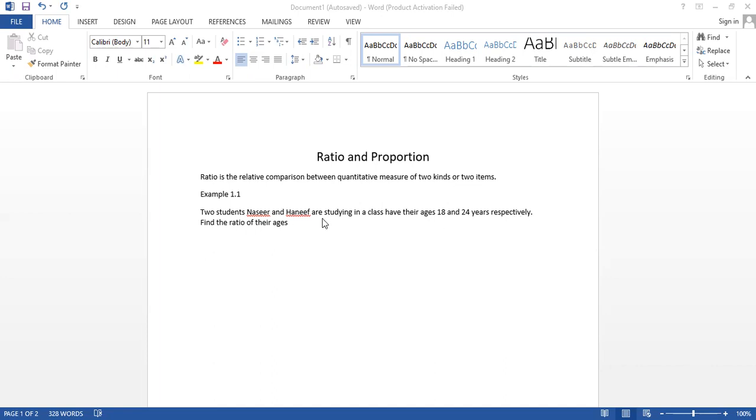Now, this means that you're supposed to compare the age of Nasir and Hanif. So we can compare it based on Nasir's age ratio to Hanif's. Now over here, Nasir's age is 18 and Hanif's age is 24. So this is a ratio in the way that I have written it over here.